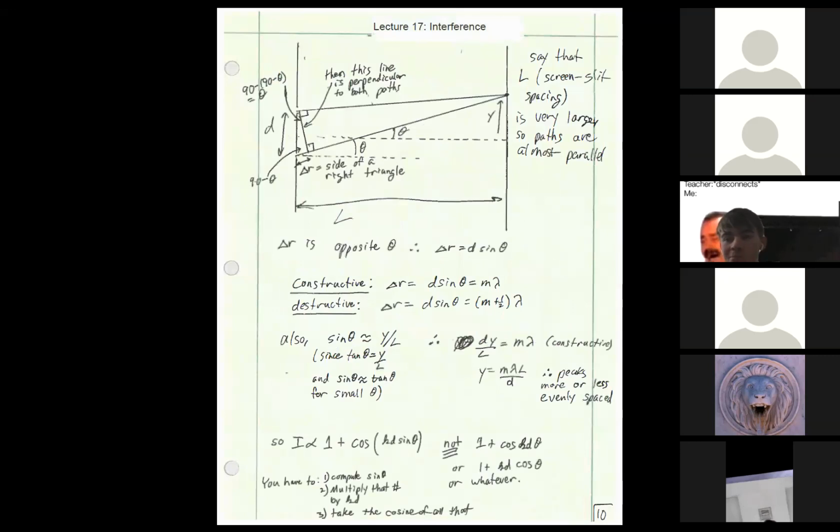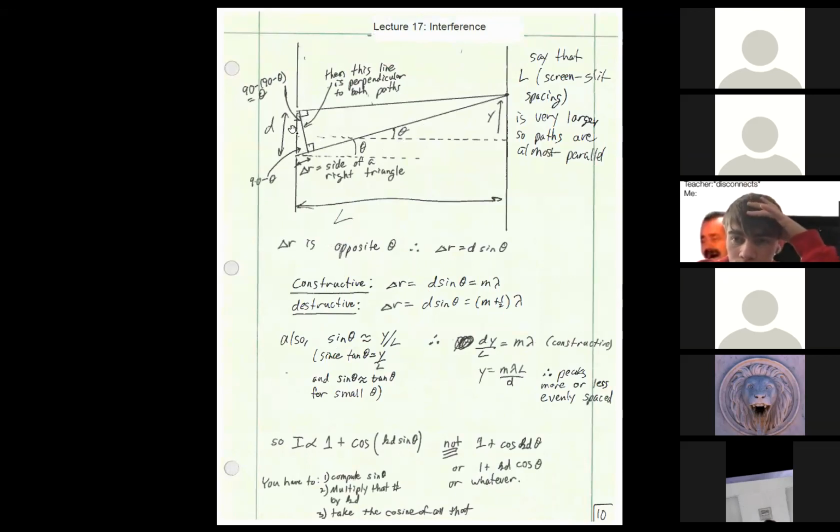Now let's do a little more geometry. If the distance from the slits to the detector is much larger than the spacing between the slits, then we can work in a small angle approximation. This is theta, that's theta, and although I've drawn it exaggerated, in practice this distance here would be much, much larger than this distance here. Then delta R is d sine theta, okay?